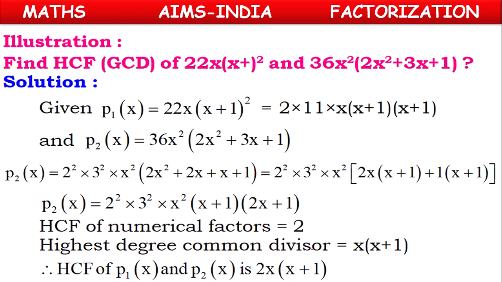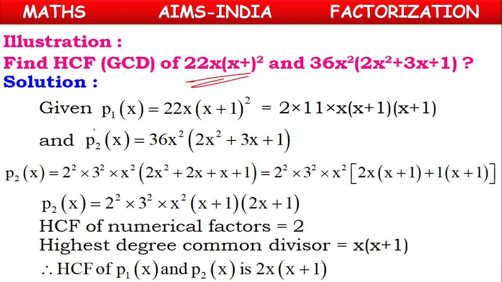Let's try to understand by one example, children. Find the HCF or GCD of these. Is there any print mistake? One minute, children. I think it is 22 into (x plus 1) whole square, and 22x into (x plus 1) whole square, children. And the second is 36x square into (2x square plus 3x plus 1).